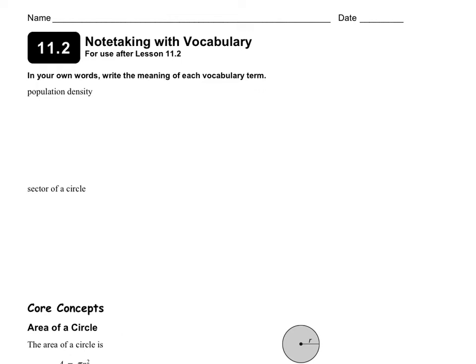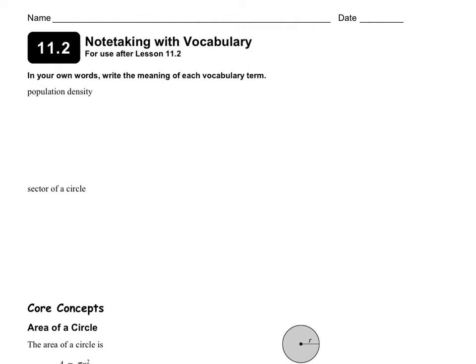Gracie's former student. Today I will be teaching you 11.2, which is sector area. So let's look at our vocabulary terms first. Population density. Population density is a term used to describe the amount of people in a specific area.